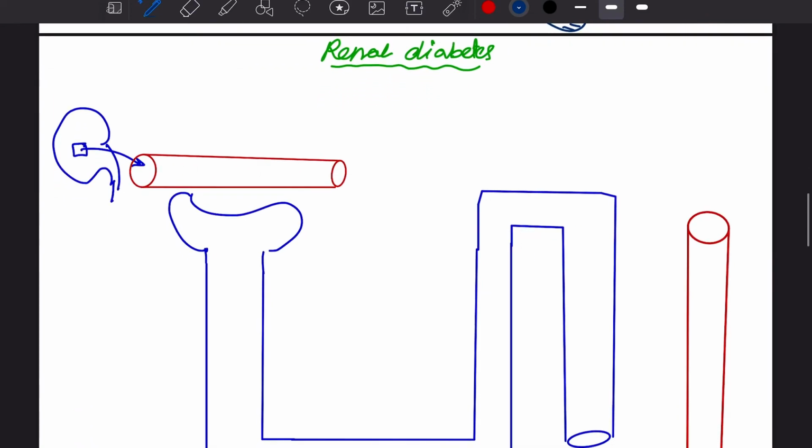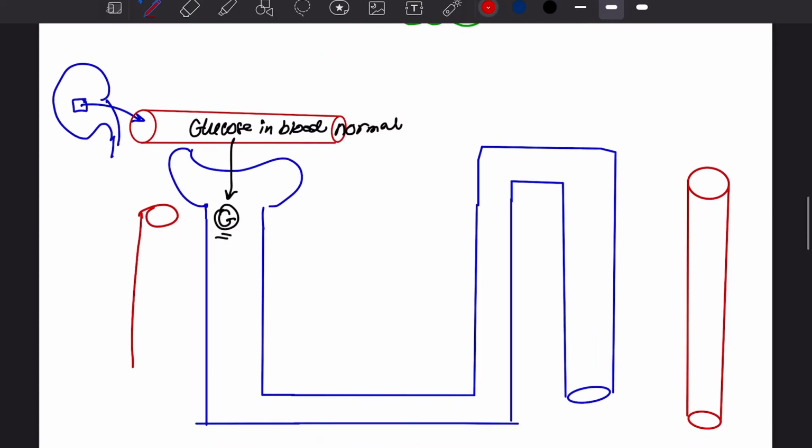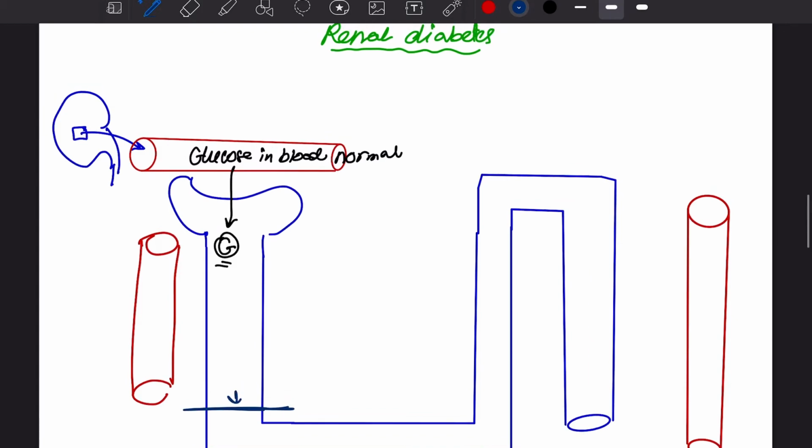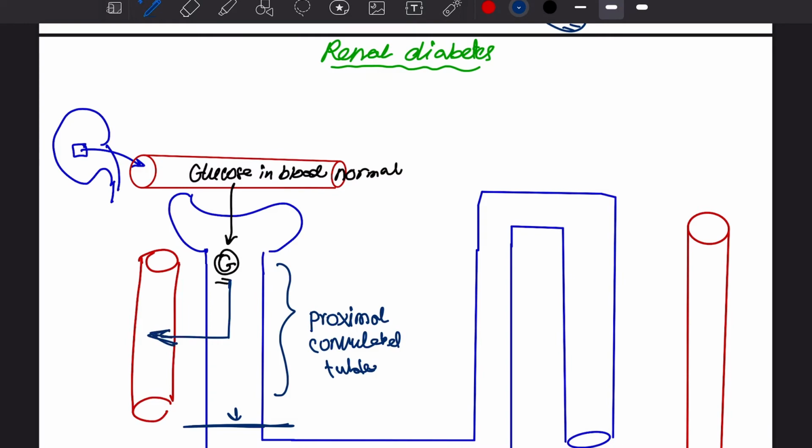Let's take renal diabetes. Renal means kidney, so here, diabetes related to the kidney. If we understand the normal physiology, we have normal glucose in the blood, no problem with the pancreas or beta cells. It's absolutely normal. Glucose gets filtered normally, but it does not get past this area. It will be reabsorbed within the first part of the nephron, the proximal convoluted tubule. It gets reabsorbed here, and we don't allow it to go further than this stage.